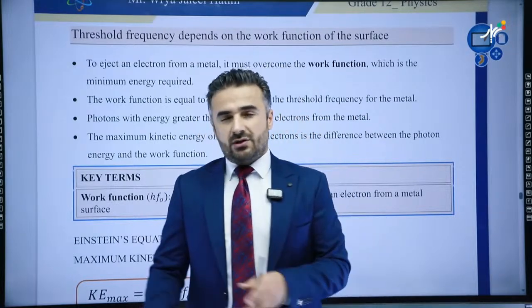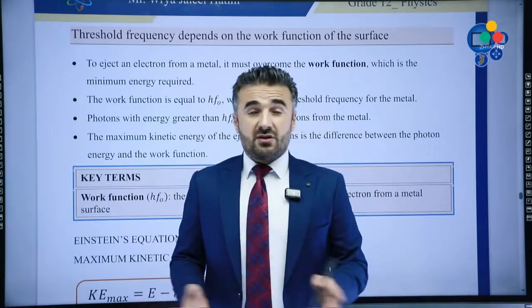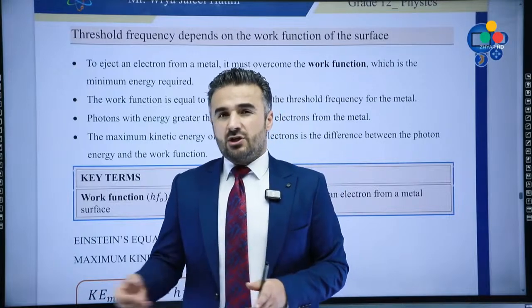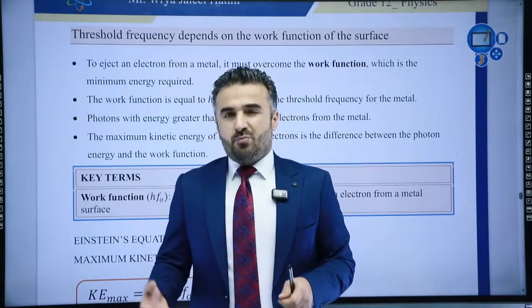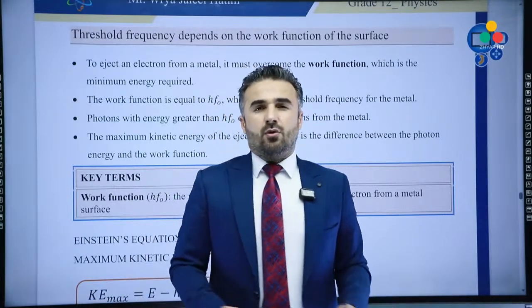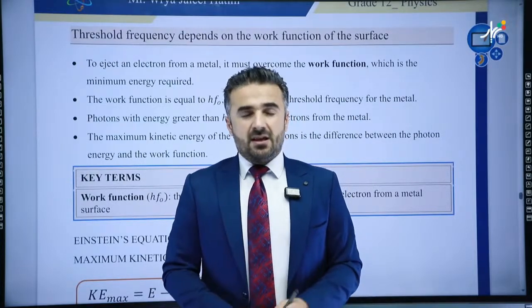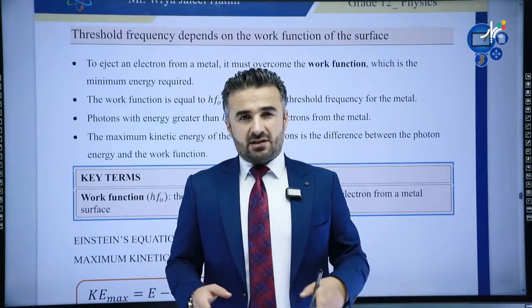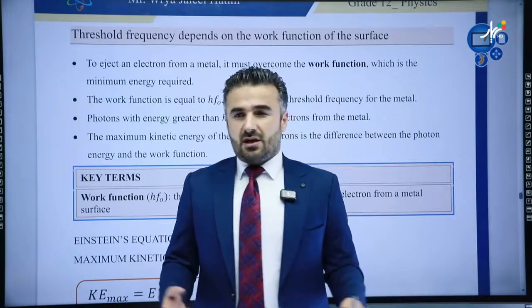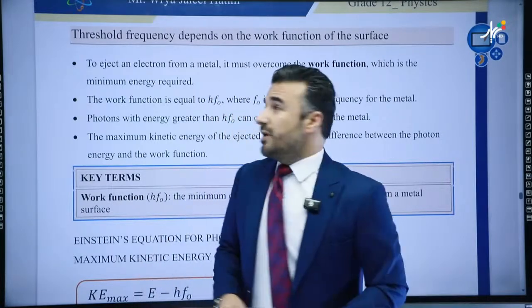So once again, if you want to eject electrons from the surface of the metal, the energy of the incident wave must be at least equal to or bigger than the work function. Now we'll talk about this difference, for example why sometimes we say bigger, and sometimes we say equal or bigger.